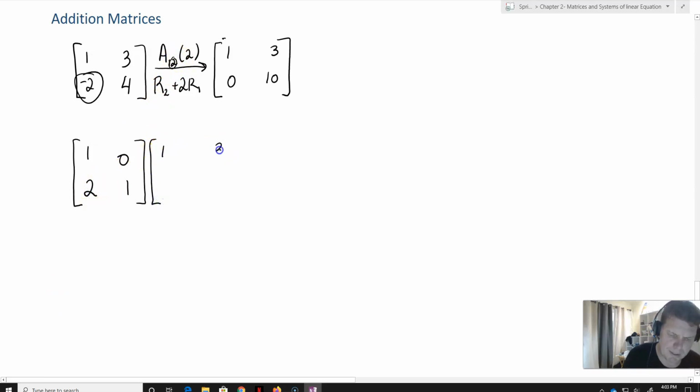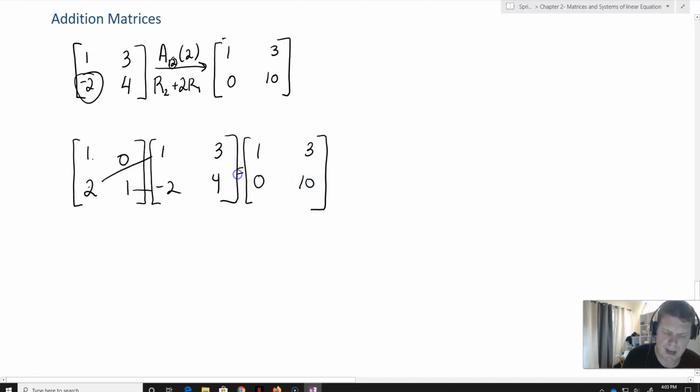So we'll take that and multiply it by 1, 3, -2, 4. So this is 1 times 1, plus 0. Great, that's going to keep that as a 1, and this will keep as a 3. We didn't want that to change. Now 2 times 1 is 2, plus 1 times -2 is 0. And 2 times 3 is 6, plus 1 times 4 is 10.